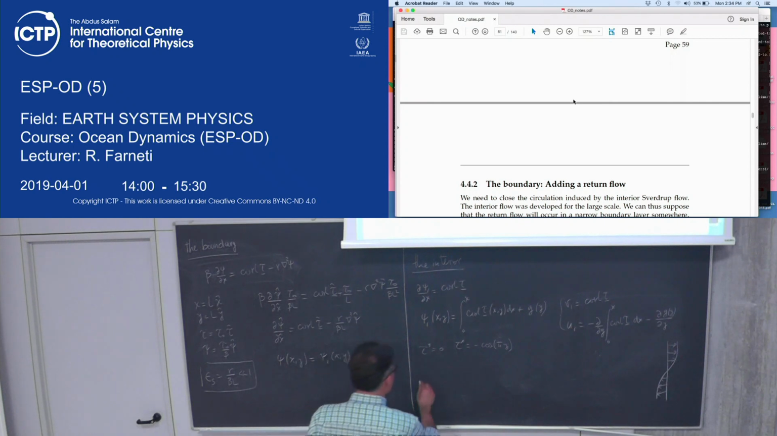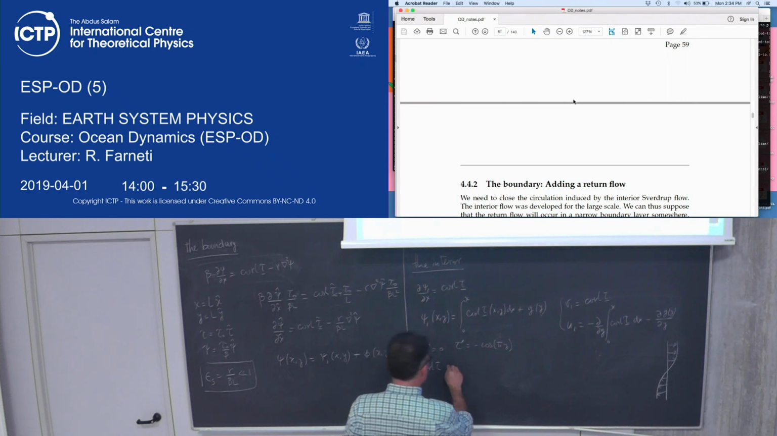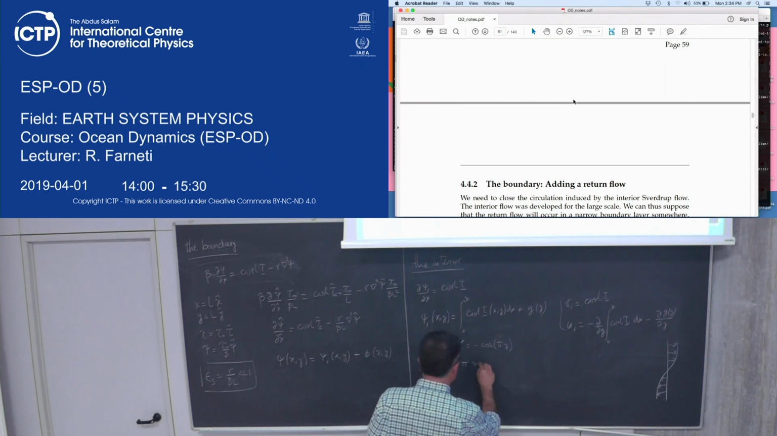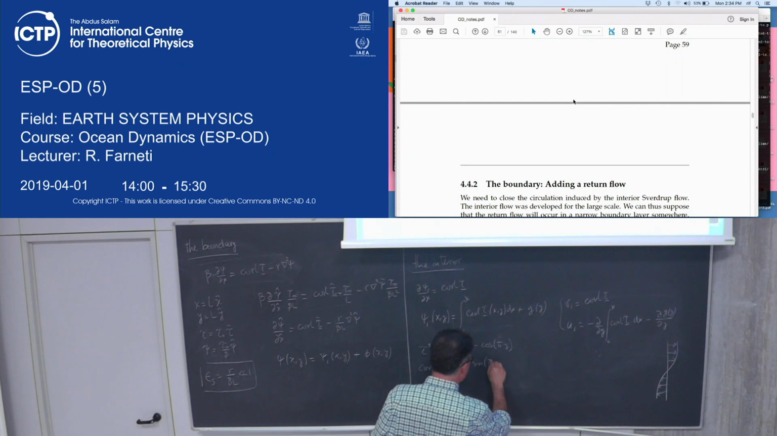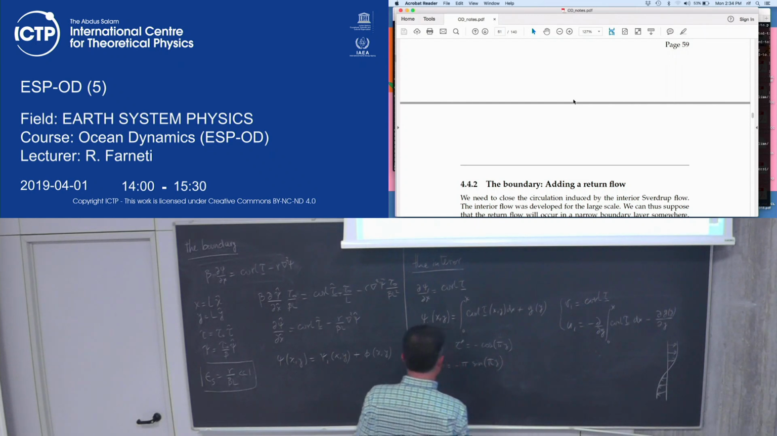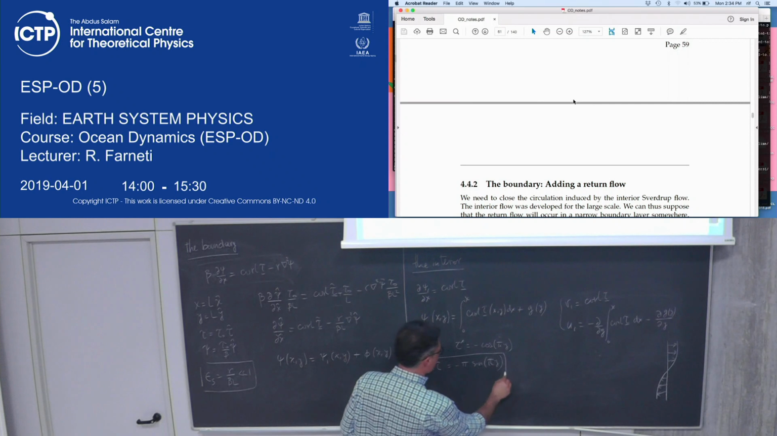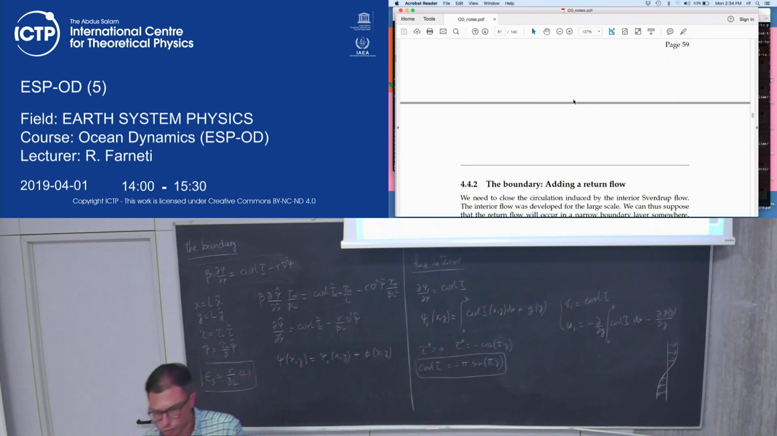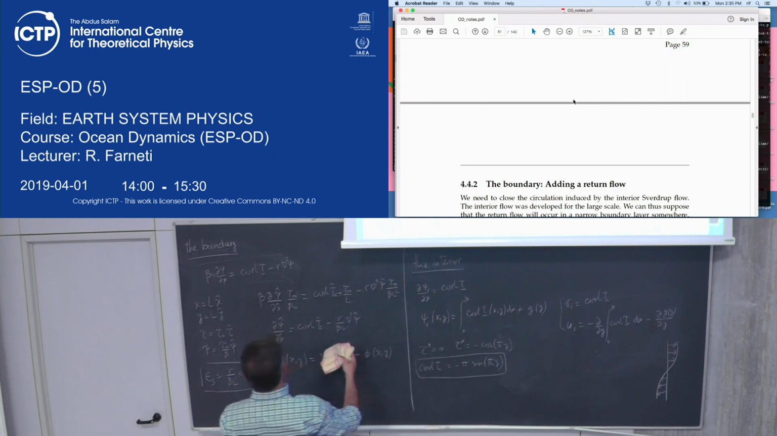The curl of this tau is obviously minus pi sine pi y. So this is the curl that we're going to give to the interior solution, to the wind-driven gyre, just for simplicity. So we can put that curl into the interior solution.